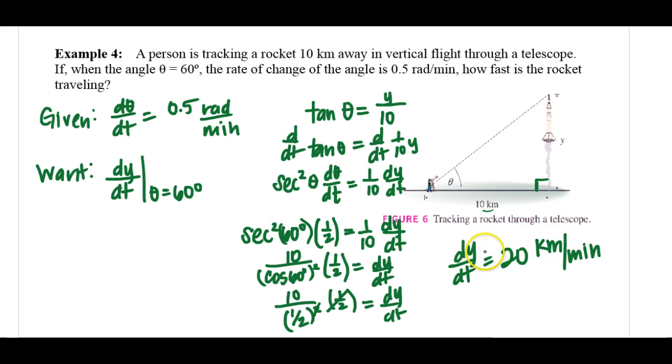So dy/dt, or the rate of change of the rocket, how fast the rocket's traveling, is 20 kilometers per minute. And if we think about that in a real-world scenario, that makes sense. The rocket should be traveling pretty fast. So 20 kilometers per minute is pretty fast.